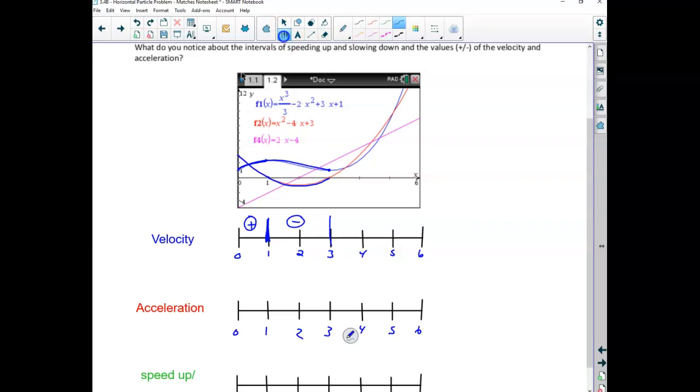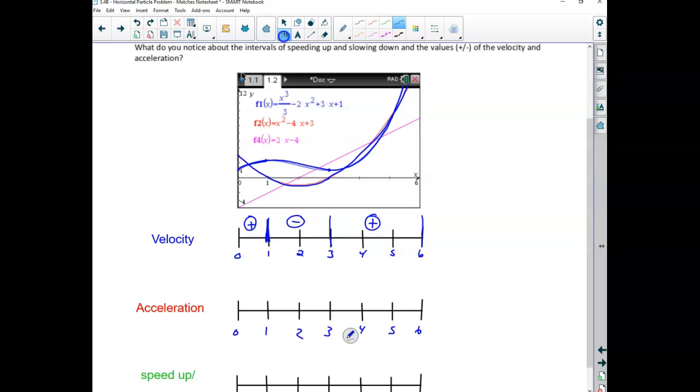Now, what else do I see? Well, from 3 all the way to 6, position's increasing. Huh, that means my velocity is positive, doesn't it? Oh, look at there. My velocity curve's above the x-axis. Well, isn't that kind of a sweet deal?